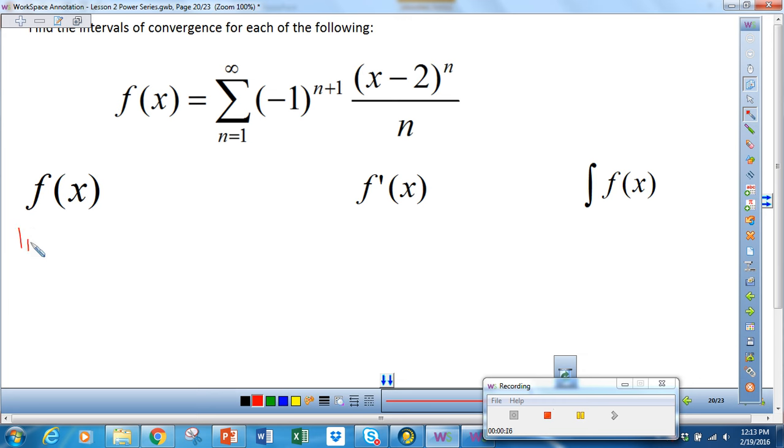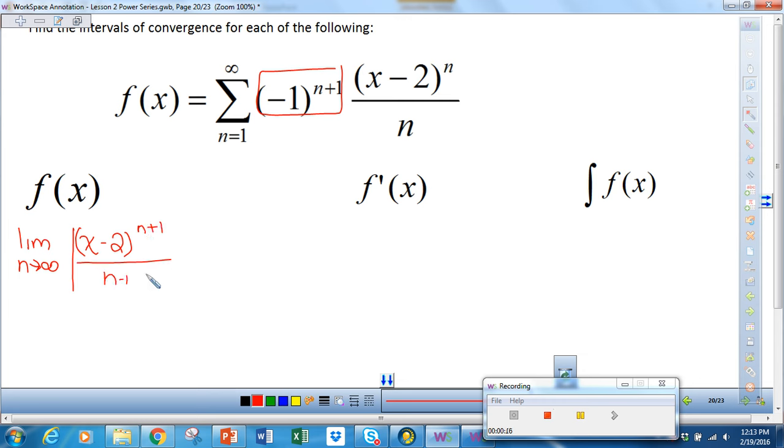So we take the limit as n approaches infinity. And once again, because we take the absolute value, we can ignore that alternating part. So this would be |x minus 2| to the n plus 1 over n plus 1 times n over |x minus 2| to the nth power. And we're taking the limit as n approaches infinity. As n goes towards infinity, we see that this will cancel and we'll be left with x minus 2 here. And this will cancel with this.